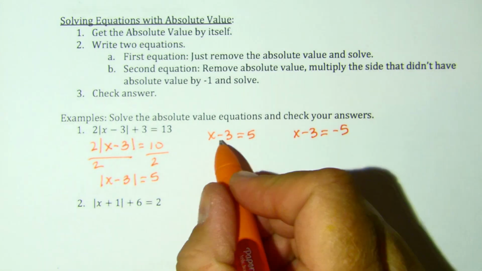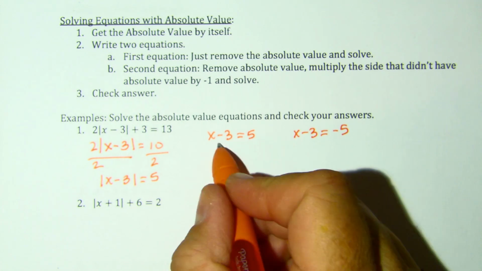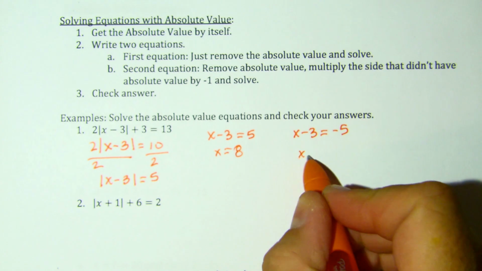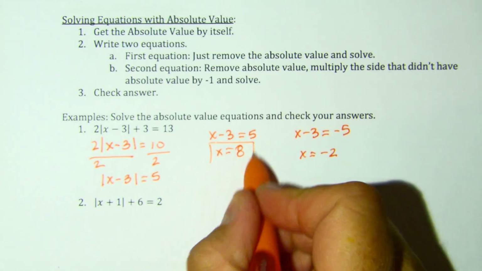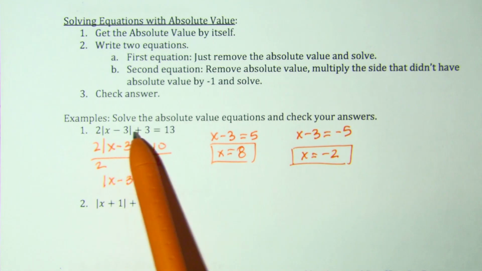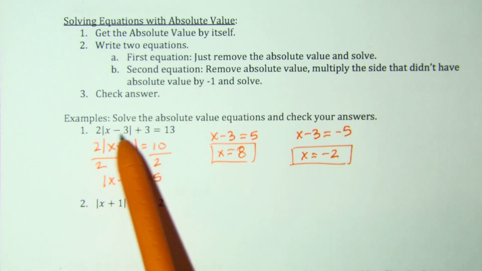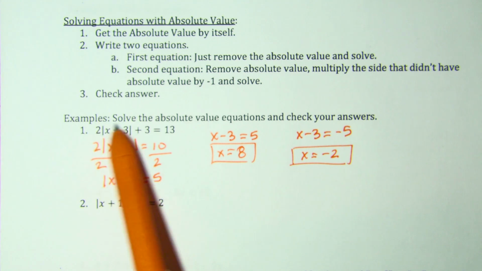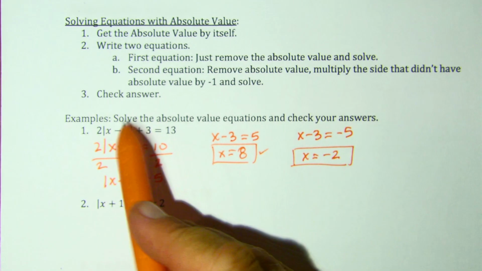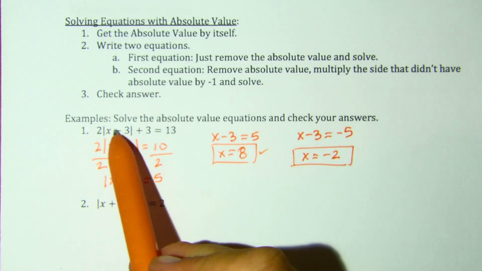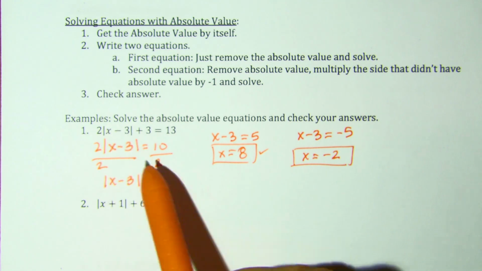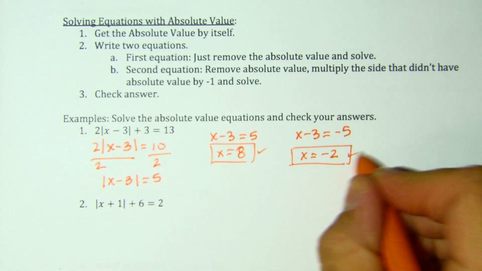So going ahead and solving these, x minus 3 equals 5. Going ahead and adding 3, x is equal to 8. And adding 3, x is equal to negative 2. I get both of these answers, so I need to check both of them. 8 minus 3 is 5. Absolute value of 5 is 5. Times 2 is 10. 10 plus 3 is 13. That one does work. Plugging in negative 2: negative 2 minus 3 is negative 5. The absolute value of negative 5 is 5. 2 times 5 is 10, plus 3 is 13. They both work out.